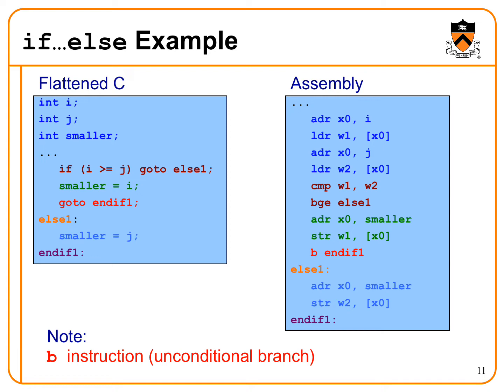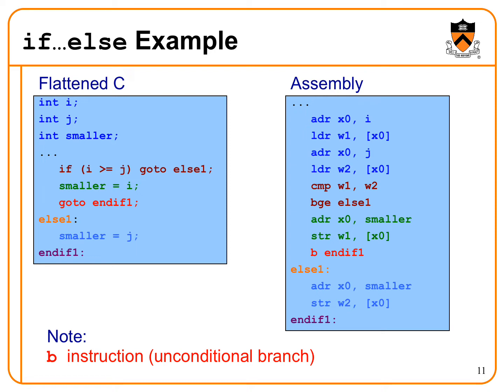So let's see it in assembly. We get i's value and j's value using our familiar ADR-LDR combination. We compare i with j, and again, note the semantics of the conditional branch fits the flattened C. If i is greater than or equal to j, that should go to the alternative, so jump there. Inside the consequent, we set smaller to be i. We grab the address of smaller and then dereference the pointer to store from the register i is held in into that location.